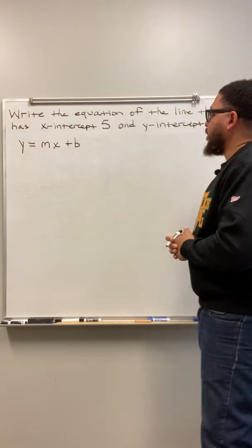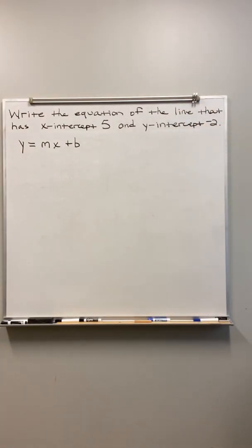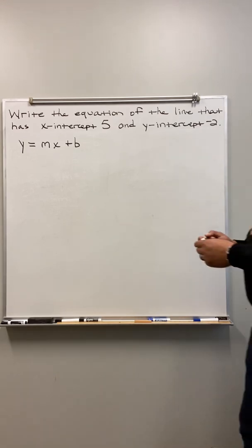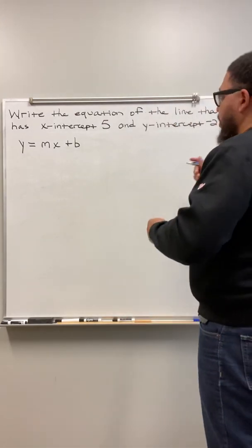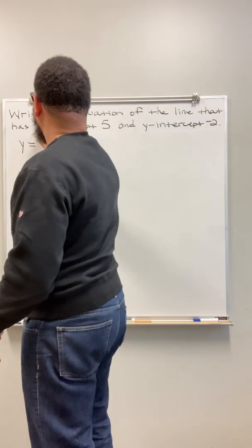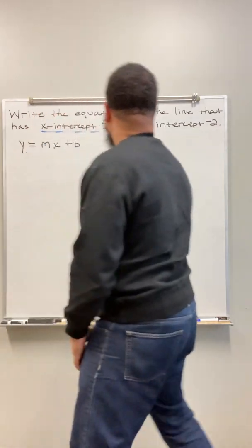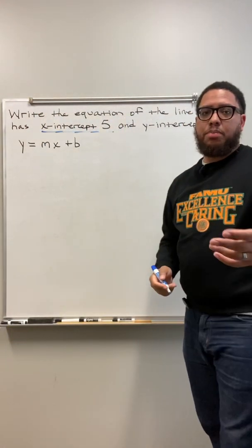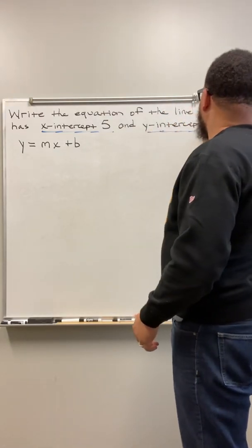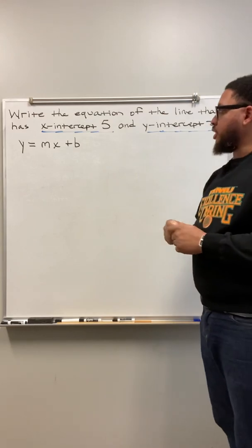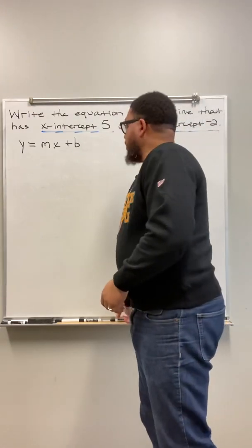So first, let's read it. It says, write the equation of the line that has x-intercept of 5 and a y-intercept of -2. Now, the important information that we're given is what the x-intercept is and what the y-intercept is. So let me underline that. If you ever see a question like this, I recommend on your paper, you also underline or circle or draw a box around the important information. So here we have the x-intercept of 5 and the y-intercept of -2.